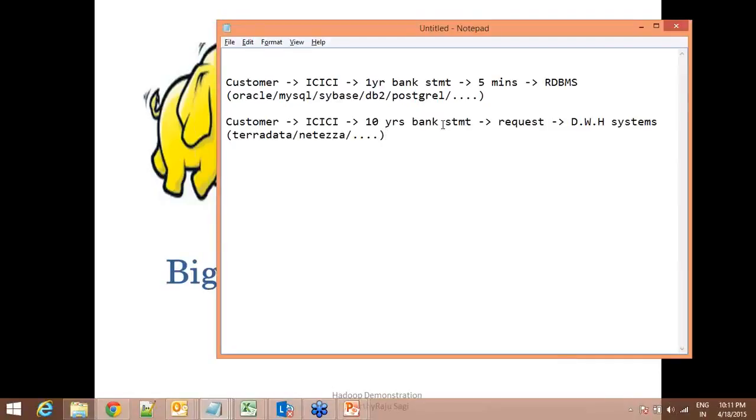But if you go to big data systems, in both scenarios, even if I request 1 year of data, 10 years, 50 years, or 100 years of data, big data systems can provide you the data in less time than what RDBMS systems are taking. It can even do it in less than 5 minutes, irrespective of the volume of data you are requesting.